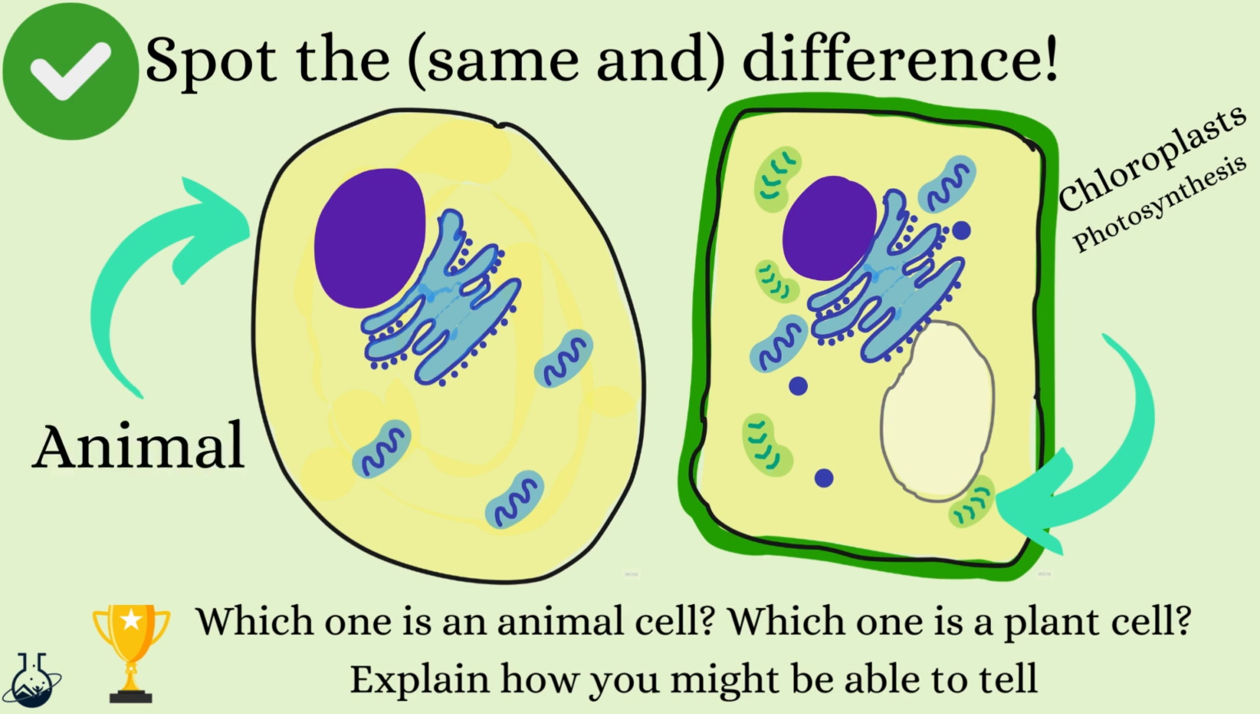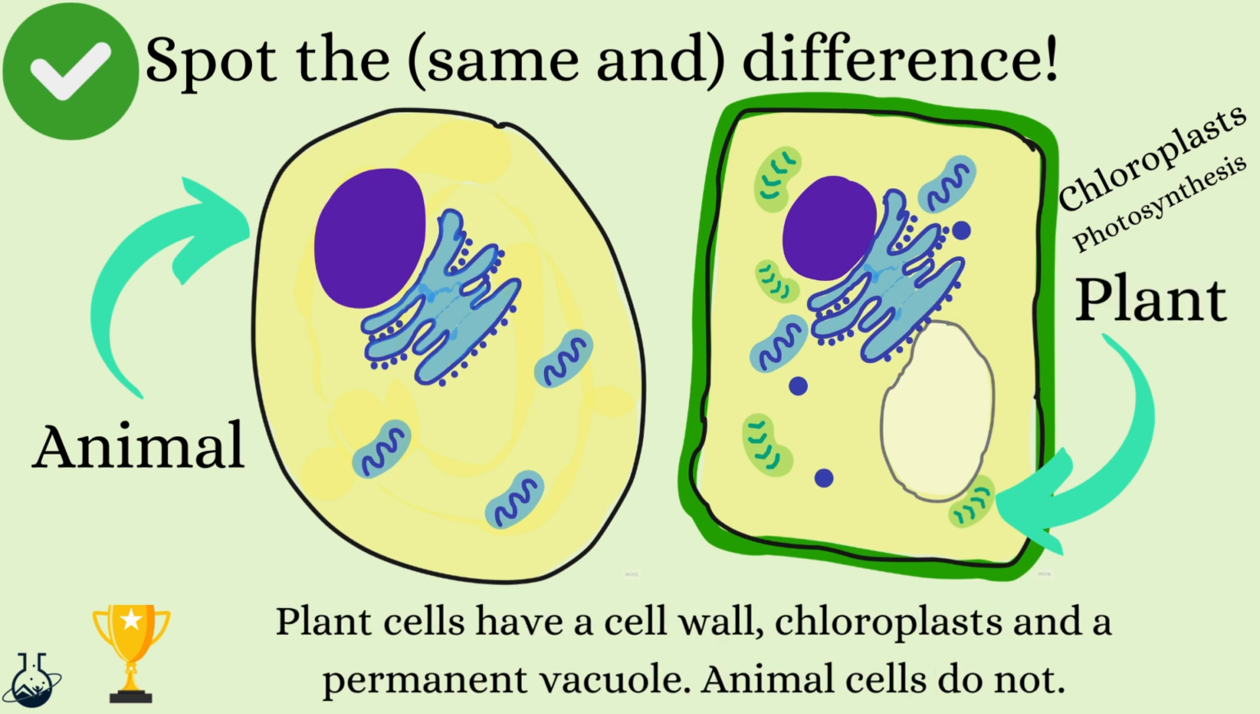the cell on the left is an animal cell and the cell on the right is a plant cell. We know this because plant cells have a cell wall, chloroplasts, and a vacuole. Animal cells do not have these structures. This is a common exam question in paper 1.